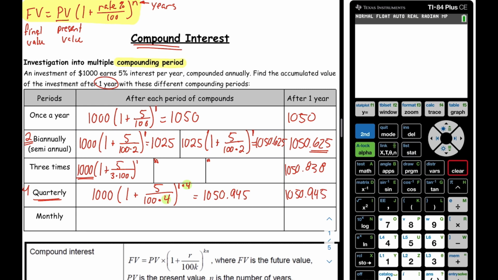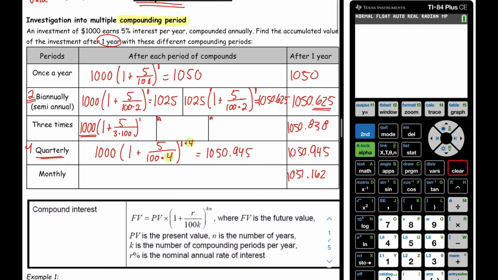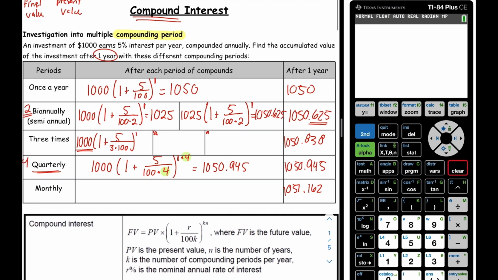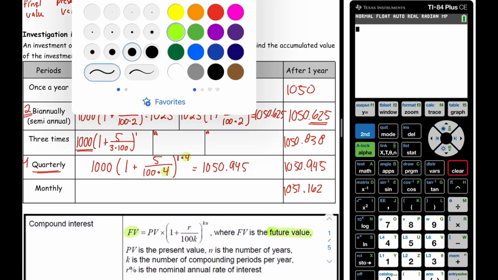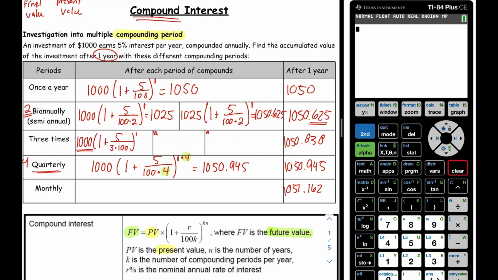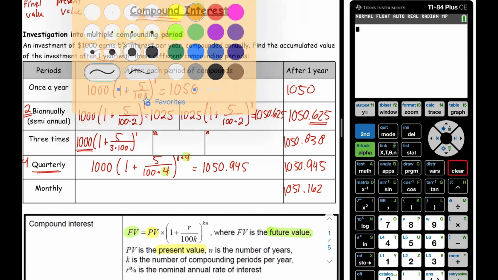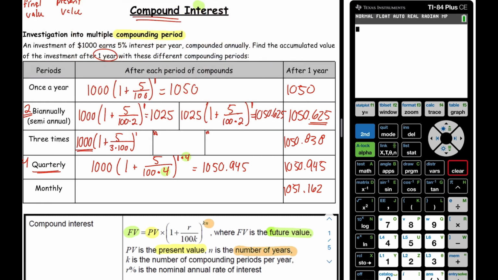If you go ahead and do it on your calculator for monthly, then you're going to notice that we're going to have 1,051.162 after monthly. So this brings us to the official formula booklet formula that is given in the IB. And you're going to see the final value is our FV, our future value, final value. We have our present value, that's what we're starting with. The value of N, of course, is our number of years. Let me change colors. So number of years is our value for N.